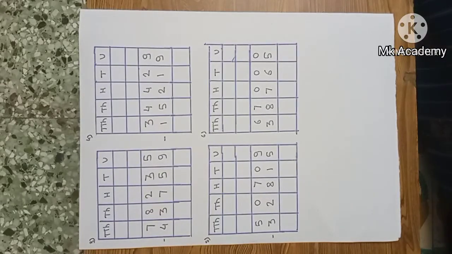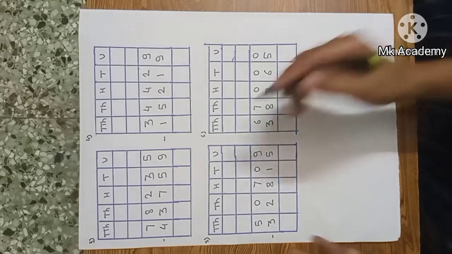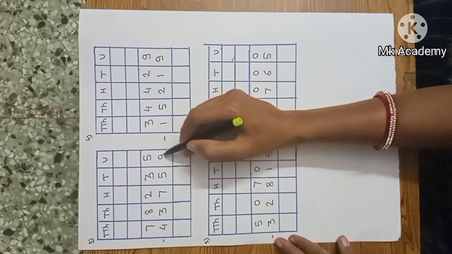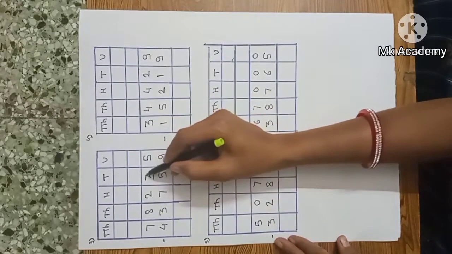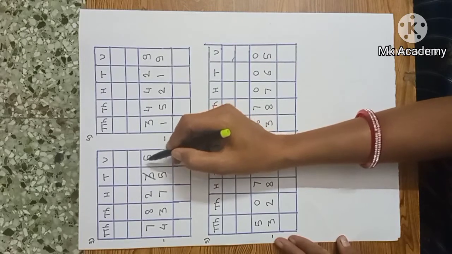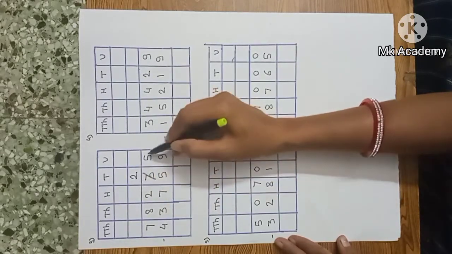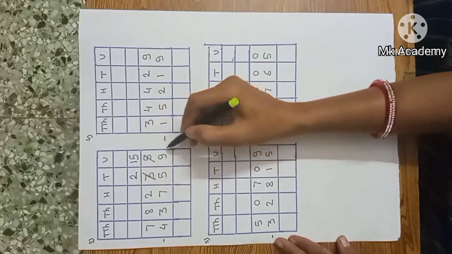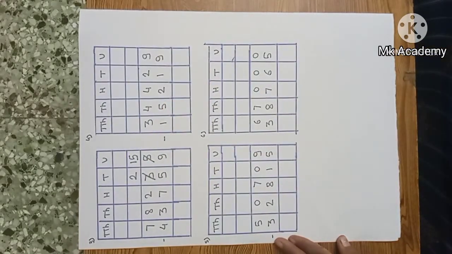78,235 minus 43,759. This 9 is big and 5 is small. Therefore, we cannot subtract. We borrow from tens. Here 3 tens. We borrow 1 ten. How many tens remain here? 2. Here we get 15 units. Now 15 units minus 9 units. How many units remain?